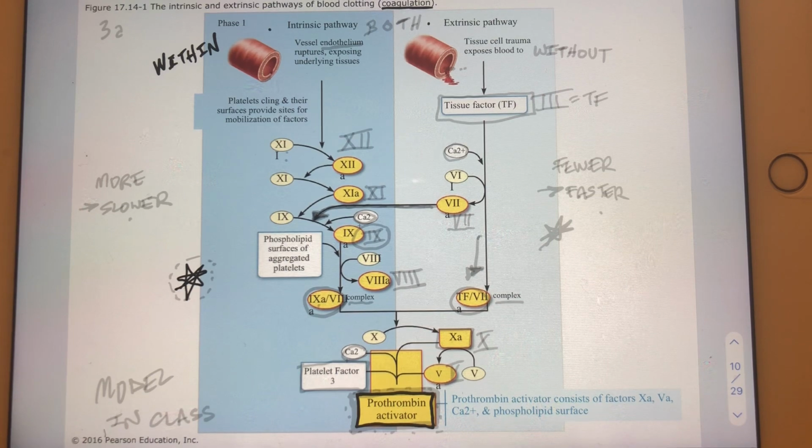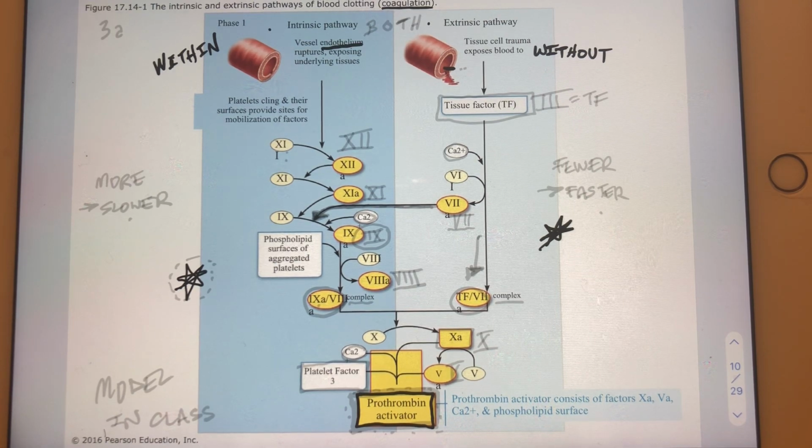Damage from within, damage to the endothelium, okay? Whereas damage to the entire vessel wall, typically damage from without, like crushing, even a stab wound for that matter. Okay, for an extrinsic pathway, which is the light blue side of the diagram. All right, we're going to do one at a time though.